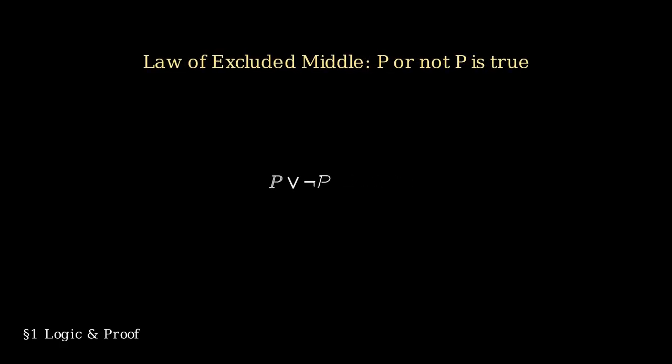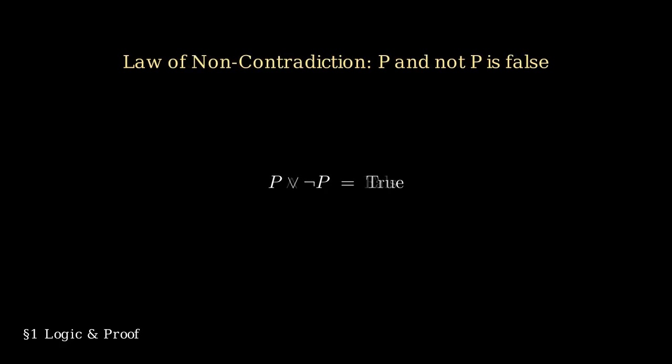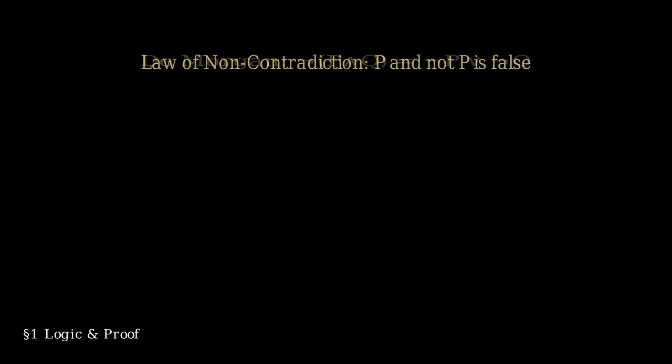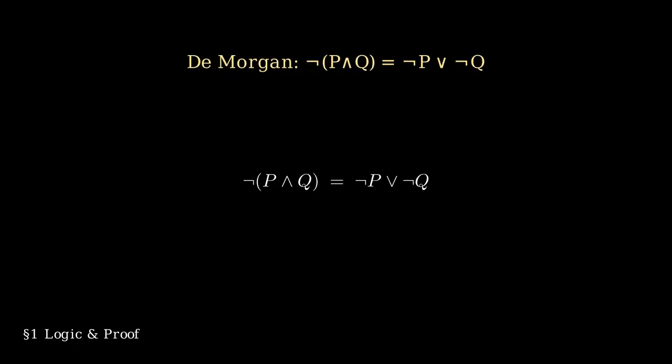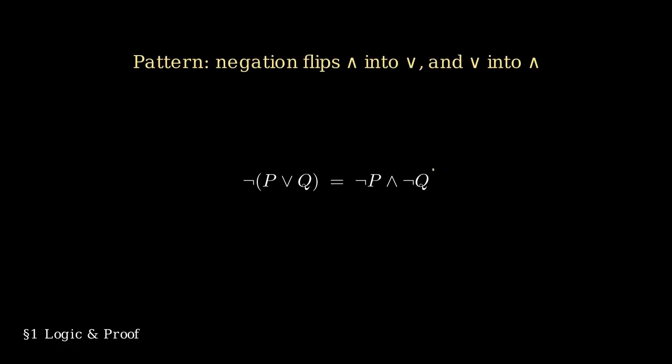Two simple logical laws form the bedrock of everything else. The law of the excluded middle says, P or not P is always true. The law of non-contradiction says P and not P is always false. De Morgan's laws tell you how negation interacts with and or. Not (P and Q) equals not P or not Q. And the mirror version, not (P or Q) equals not P and not Q. Notice the pattern, negating flips the connective: and becomes or, or becomes and.